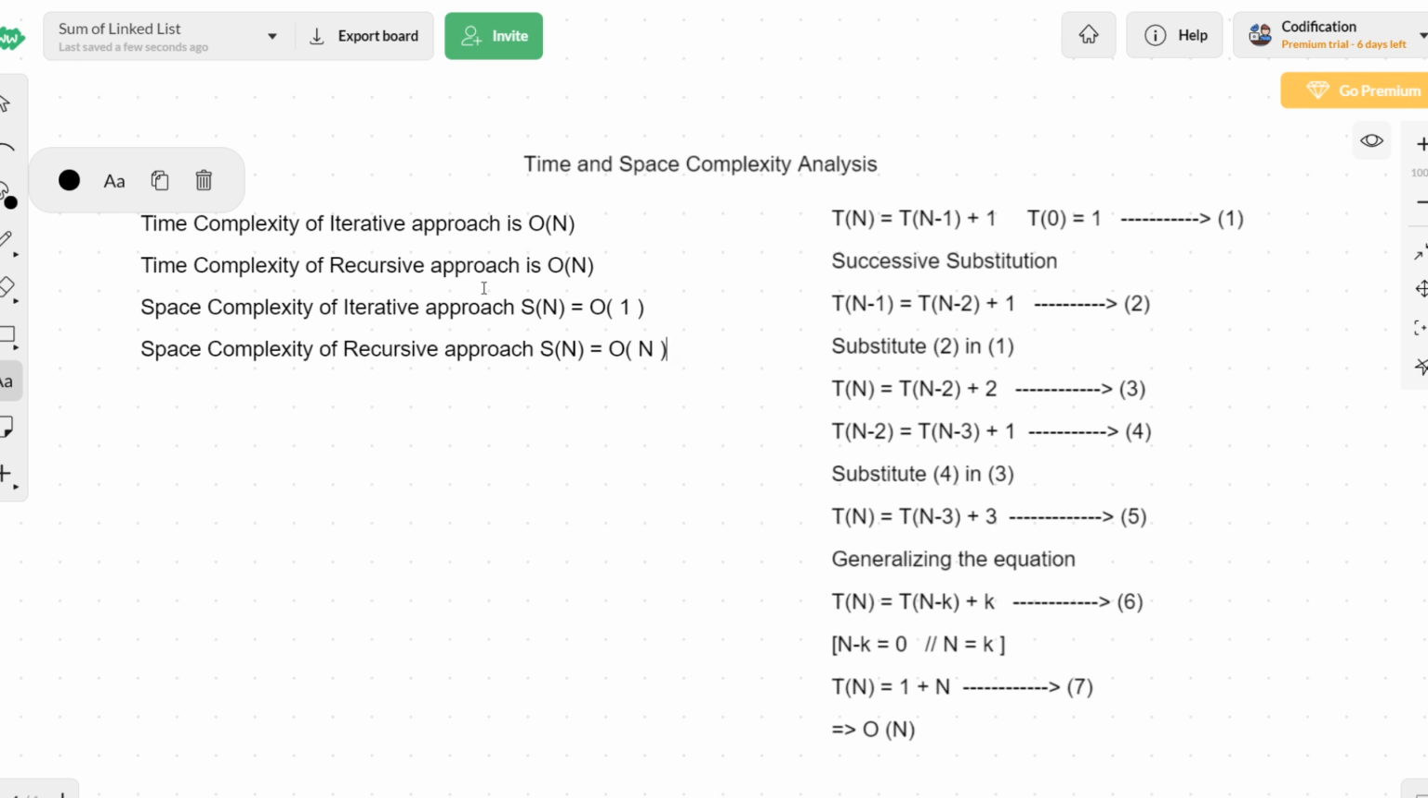I think we did the same thing for counting nodes and for displaying also, but I'm doing the same thing again and again because you should do this time and space complexity analysis for every process that we are doing, whether it is displaying, counting or sum. It should be a habit for you. Whenever you solve a problem, find the time complexity and space complexity, because using this only, you will be able to compare two different algorithms or two different approaches.